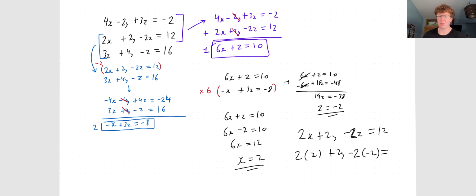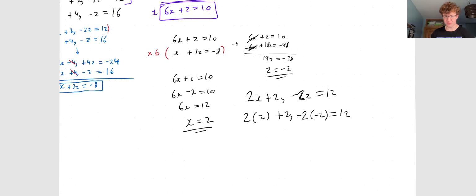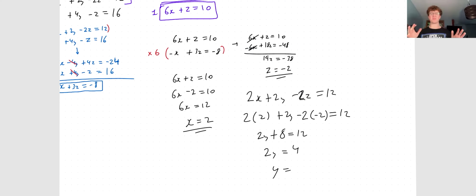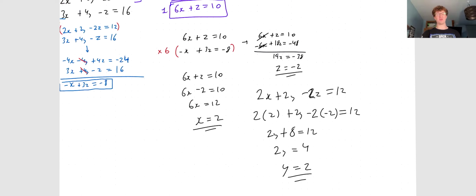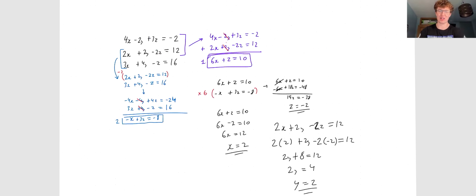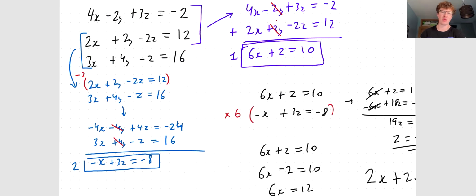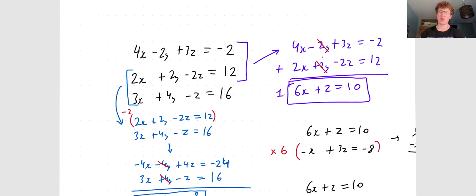2 times 2 is 4. Minus 2 times minus 2 is also 4. So we're going to get 2y plus 8 is equal to 12. That means 2y is equal to 4. That means y is equal to 2. And there we go. We've solved the system of equations. We have x is 2, y is 2, and z is minus 2. And that is the solution to this equation. If we fill those x, y, and z values into this, we should get either minus 2, 12, or 16, depending which one we fill into.